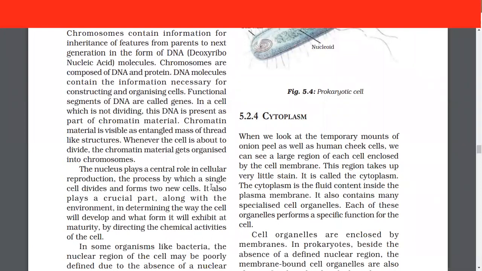In a cell which is not dividing, this DNA is present as part of chromatin material. Chromatin material is visible as an entangled mass of thread-like structures. Whenever the cell is about to divide, the chromatin material gets organized into chromosomes.